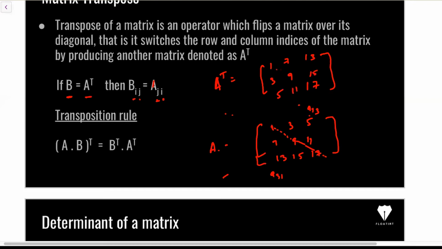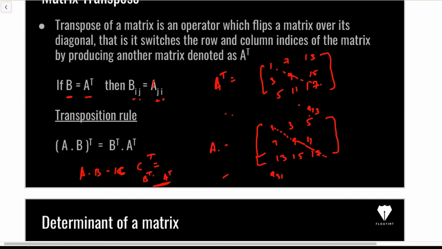In between, these values will be the same. Okay, we have this transposition rule. If you are doing A multiplied by B as your first step, and the resultant you got is C, and you transpose it, that will be equal to first transposing B, then transposing A, and then multiplying them.